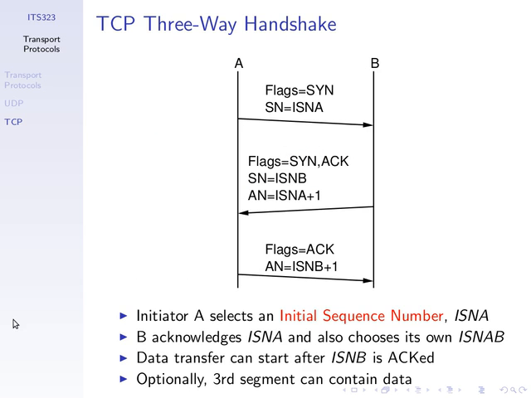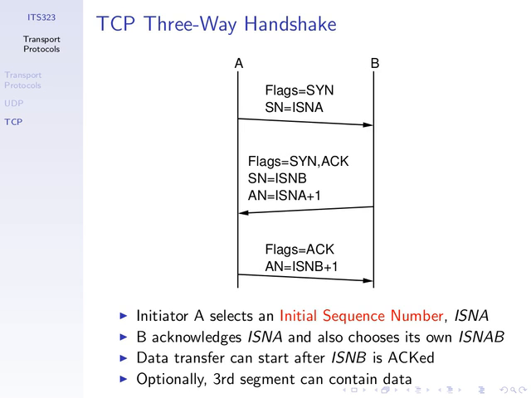A tells B its initial sequence number. B tells A its initial sequence number. B also acknowledges the initial sequence number that A chose. So when B receives this, it says, thank you. The first piece of data I expect is your initial sequence number plus 1. If A chooses initial sequence number of 10, the acknowledgement number here would be 11.